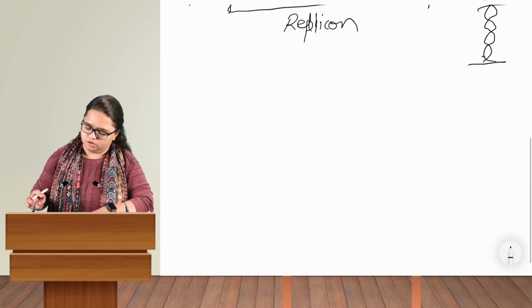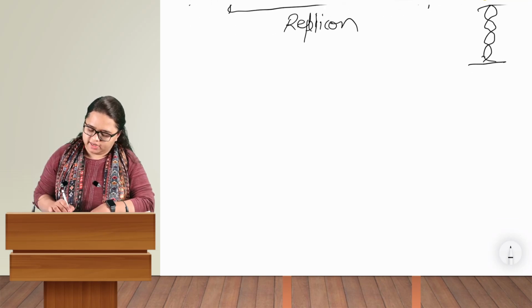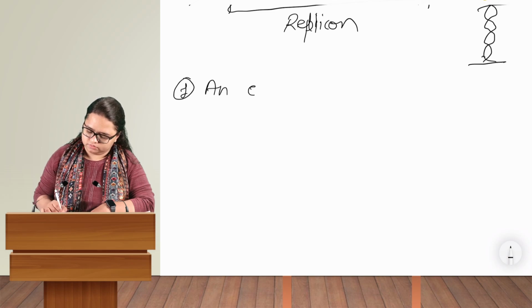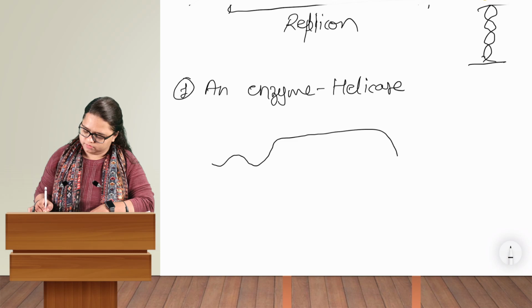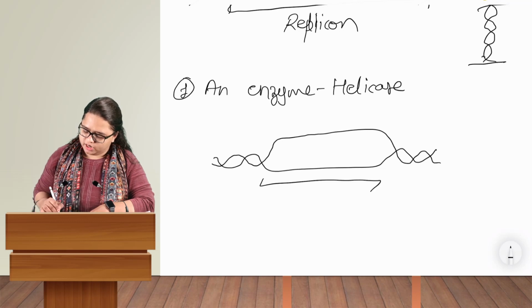Now, one enzyme, first process, that is an enzyme known as helicase. What is the function of helicase over here? It unwinds the DNA strand. So, unwinding of the DNA is done by helicase enzyme.